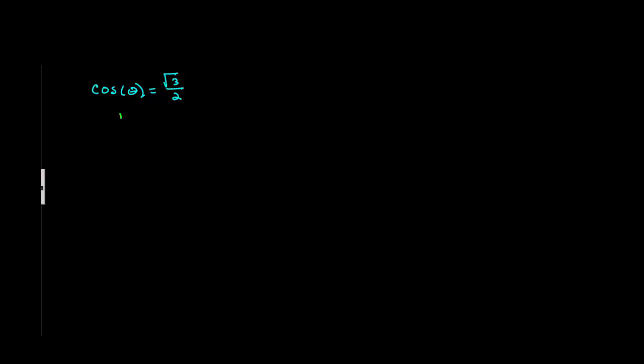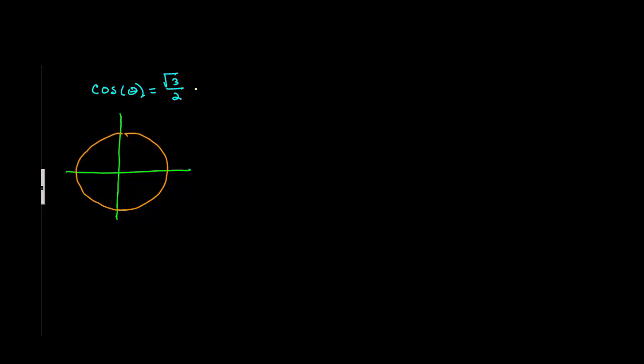So I'm going to draw our angle. So here's our coordinate system. There's our unit circle. And I want an angle such that its cosine value is square root of 3 over 2. So let's just draw an arbitrary angle in.